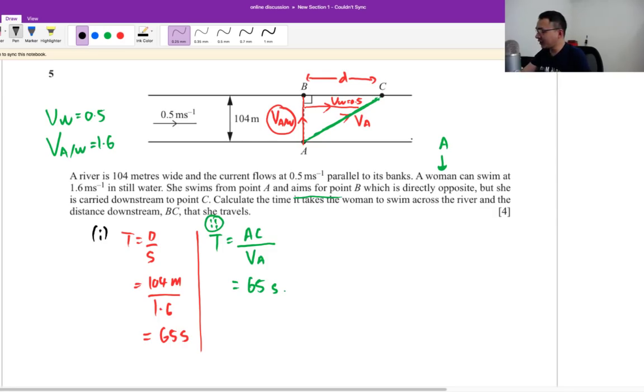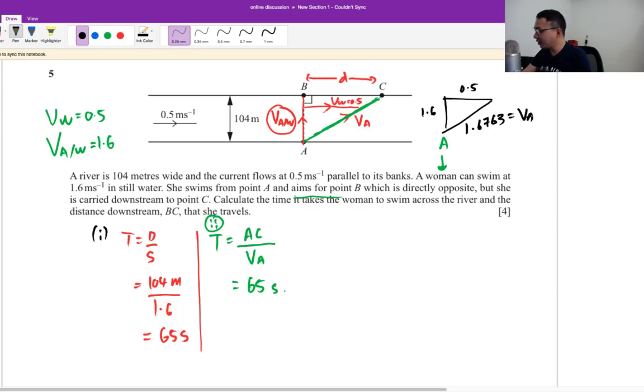So if I want to find the AC, what I will do is, I find the velocity of A first, because I have the right angle triangle here. The speed here is 0.5, this is 1.6. So I can use the Pythagoras to get my velocity of A here. So I will do something like 0.5 squared plus 1.6 squared, and then I square root my answer. I will get the speed here is 1.6763. This is the velocity of the woman here.